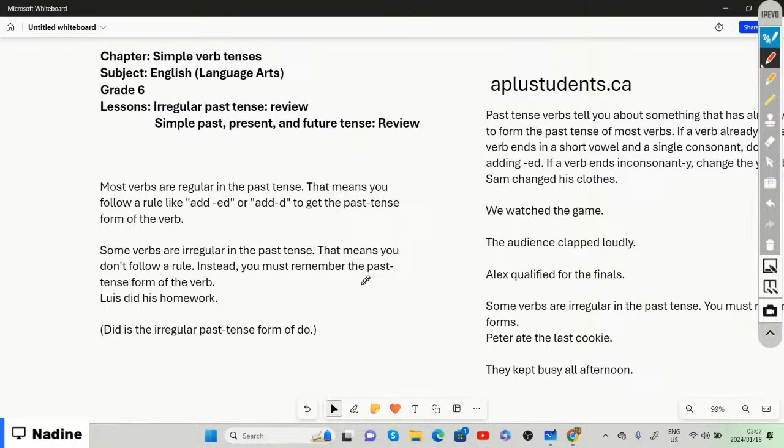For example, if we look at walk. Walk is something that you're doing now, but if we want to show the action in the past tense, then we are going to add ed to the word, and it's going to be walked. So now it means that walked is in the past tense.